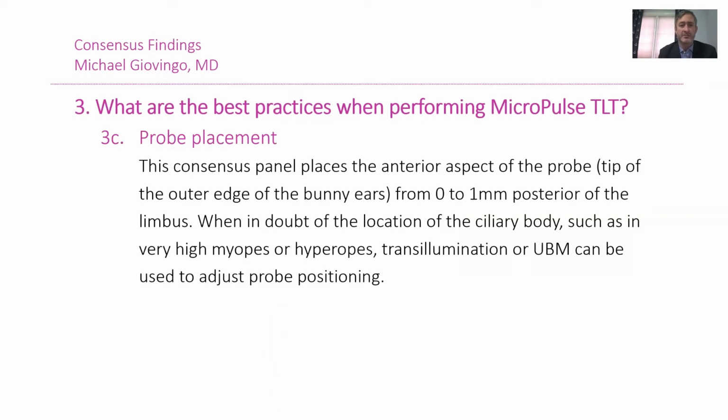Finally, on this section is probe placement. This consensus panel places the anterior aspect of the probe, so the bunny ears on the front of the probe, from 0 millimeters being right at the limbus to 1 millimeter posterior to the limbus. When in doubt about the location of the ciliary body, such as in very high myopes or hyperopes, transillumination or UBM can be used to adjust probe positioning. Again, this was one where there was no complete agreement, other than it works between both 0 and 1 millimeter.